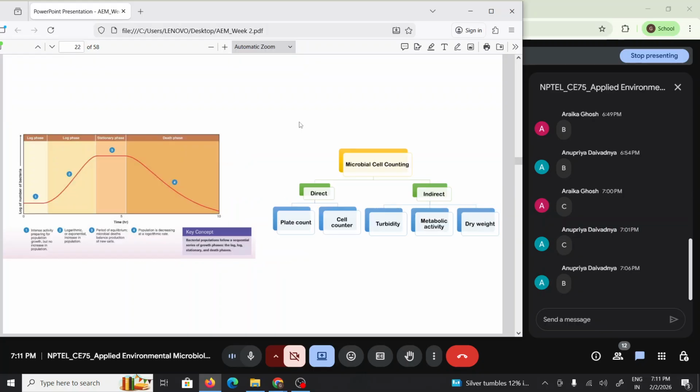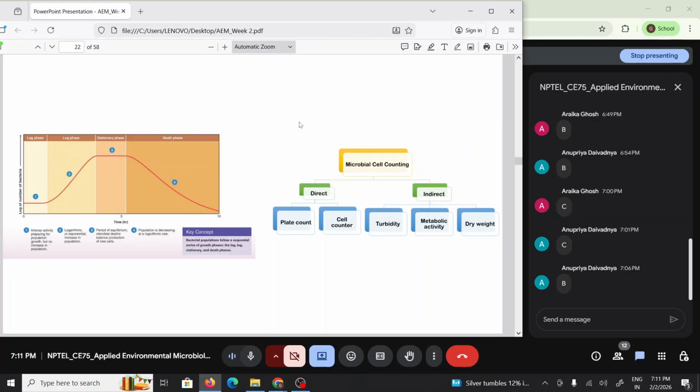So with that, we have seen a few questions about microbial growth and chemostat. As you can see, the picture on the left shows you a typical growth curve for a microorganism consisting of all the 4 phases. And on the other side, you can see microbial cell counting techniques. We saw direct and indirect techniques. Direct techniques are plate count and cell counter techniques, whereas indirect, you measure the turbidity, metabolic activity, and dry weight. They are all indirect methods of microbial cell counting.